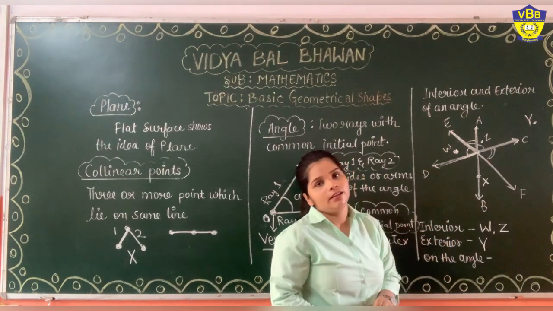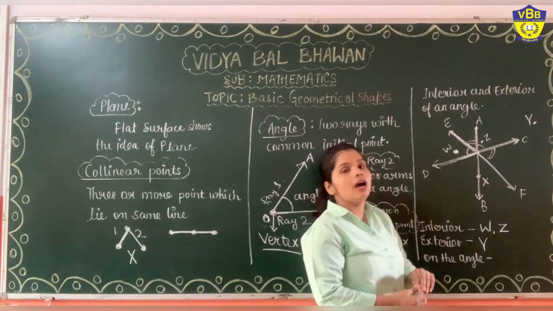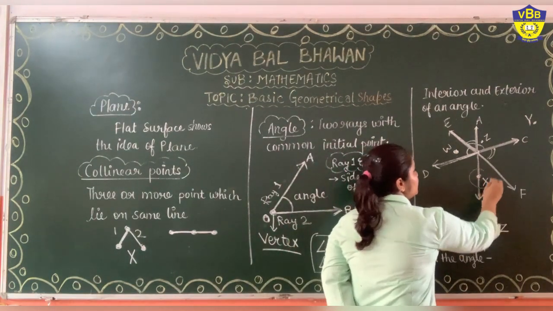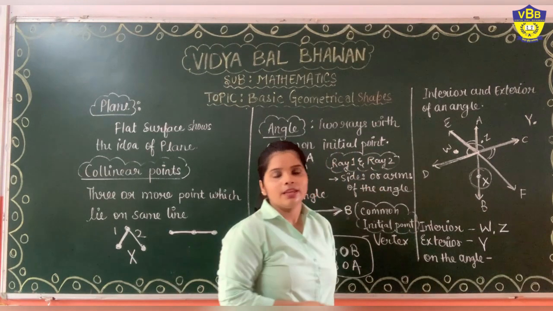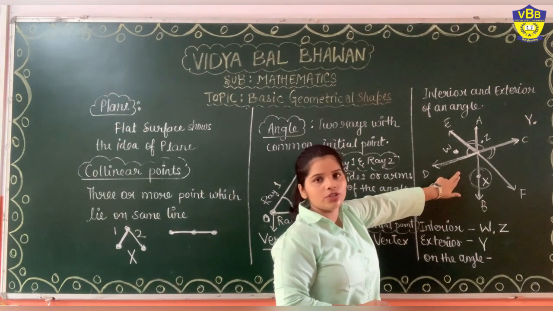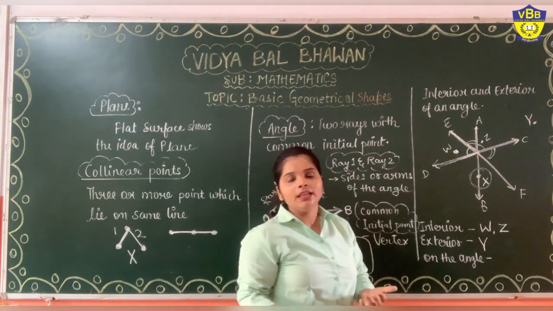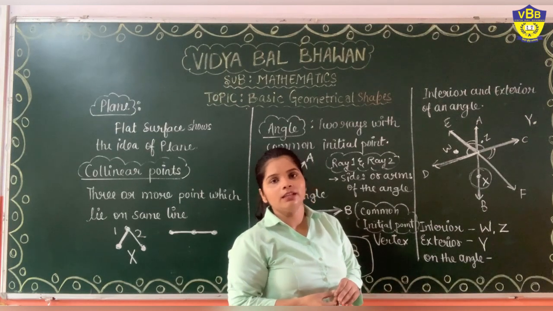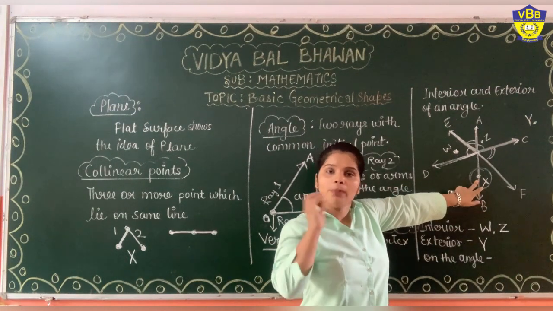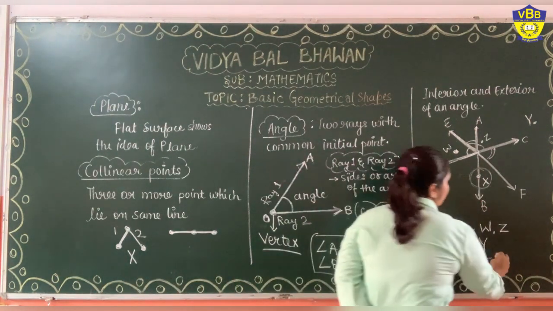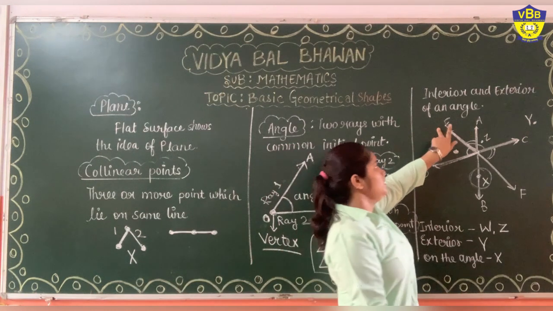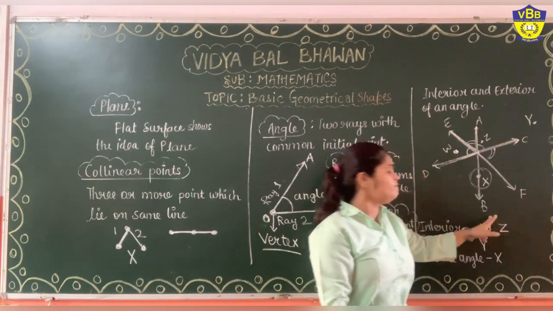On the angle, how many points are written on the angle? You can see this point X, where is it? Is it in the interior of the angle? No, the interior of the angle is this portion. Is it outside, or exterior of the angle? No, it is drawn on the angle itself, on the boundary of the angle itself. So what are the points on the angle? It is X. It is D, E, A, C, F, B.